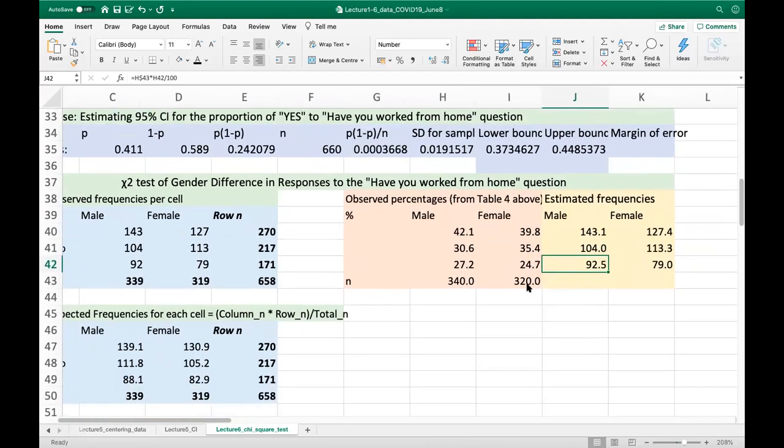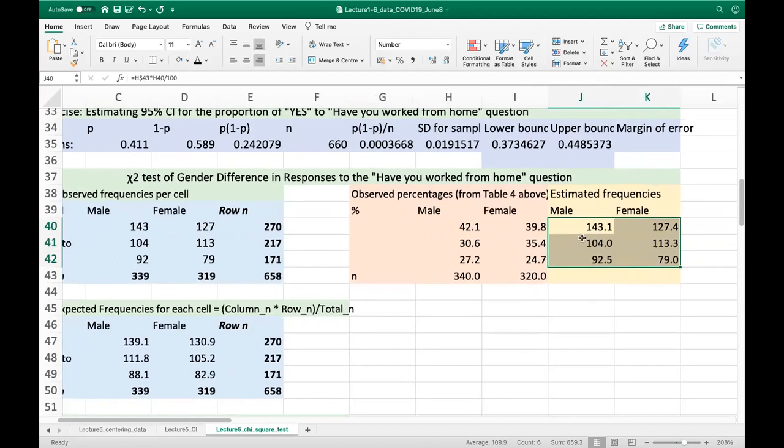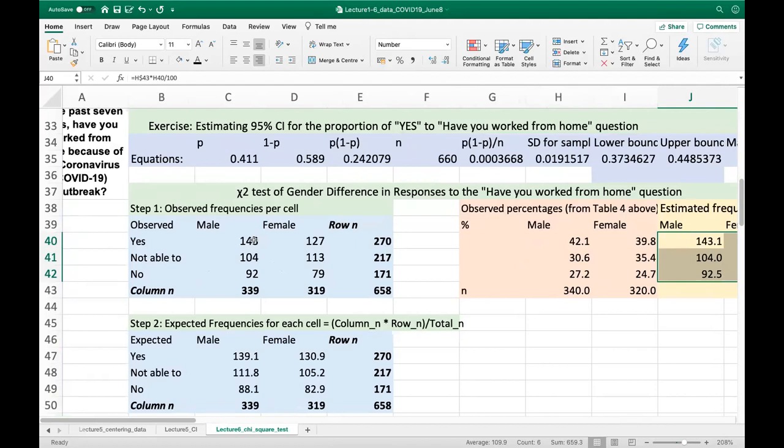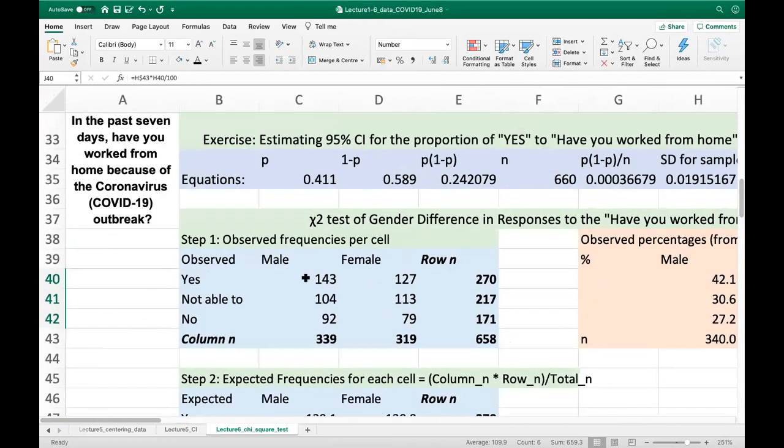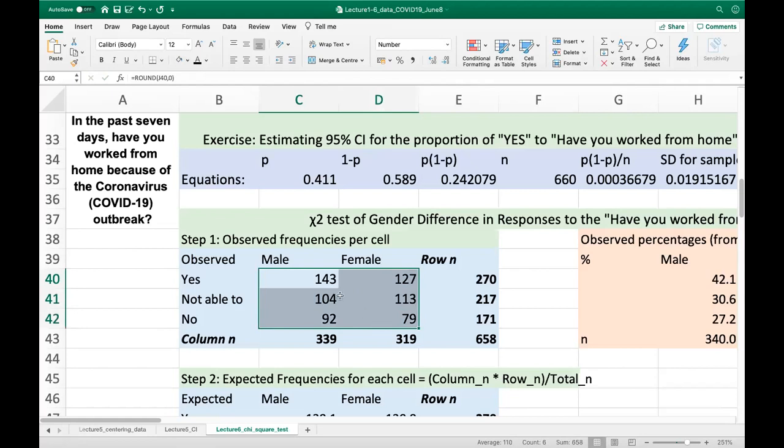That problem was avoided by moving these rounded values of the frequencies into the table to the left. Here you can see the equation inside is called ROUND(J40, 0). I wanted to round it up. This is a round function. It takes the number and a number of digits, so it now becomes rounded. So now you have all rounded data.